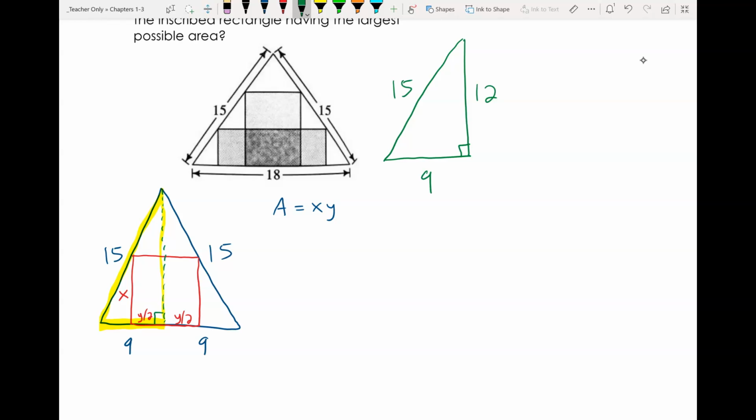What we also have, if we look back at the original, is that we know this whole half of the triangle is 9. This half of the rectangle is y over 2. So this little piece right here is the remainder, 9 minus y over 2. It's what's left over. Now I want to draw that in my picture here. So I've got the large right triangle, the half of that isosceles triangle, and then I've got another right triangle that has side lengths of x and y over 2. All right, so what can I do with this?